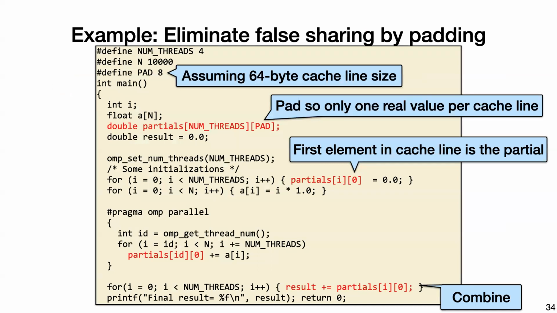Okay, so this is just how you would pad that. Here in partials, previously this was of length num threads. Now it's a two-dimensional array with num threads rows, and each row has pad. We're assuming that you have 64 byte cache lines. And you just fill the partials as before. We're just going to use the first element in each cache line as our value, and then in the end, we're just going to sum them up as before. Okay. Does that make sense?